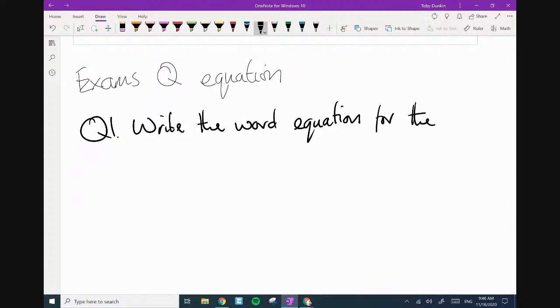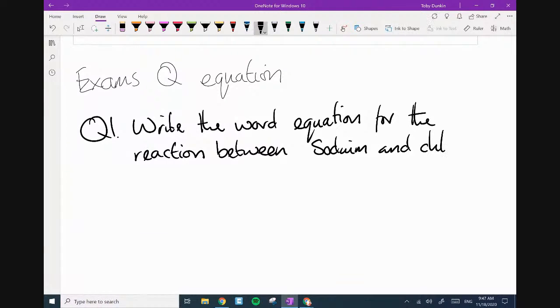for the reaction. You're going to see real life questions, guys, by the way, next for your homework. I'll just copy and paste them, but they are as I'm describing. Write the word equation for the reaction between sodium and chlorine to produce sodium chloride.